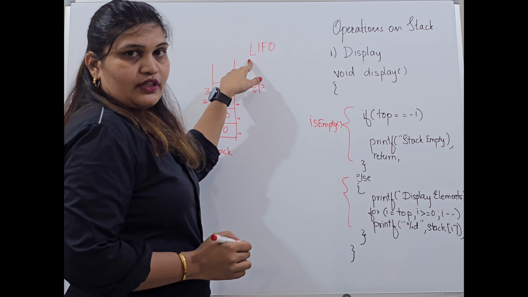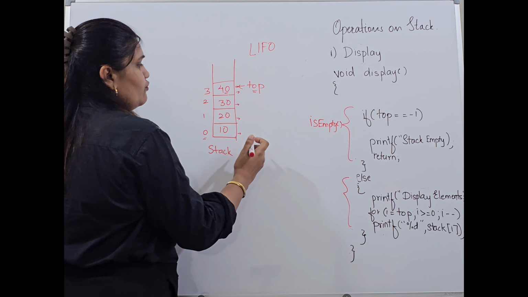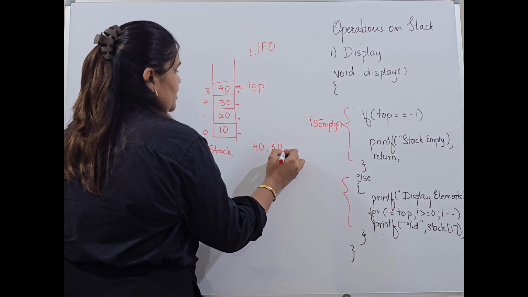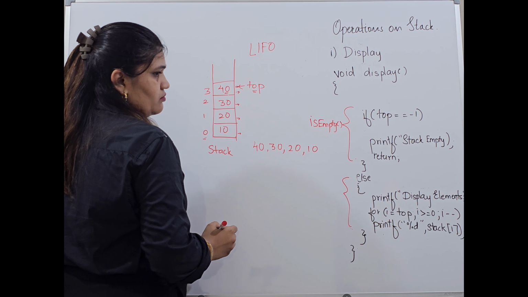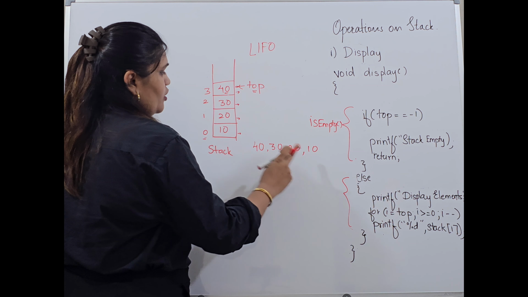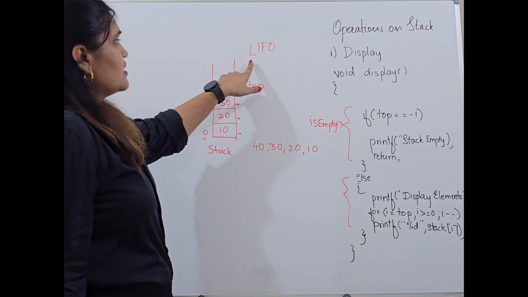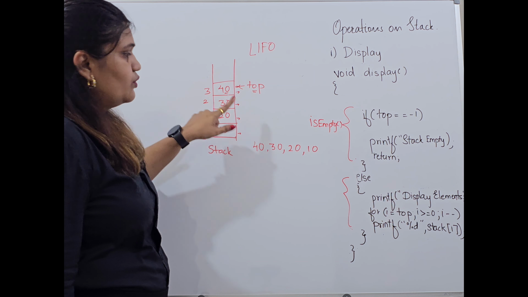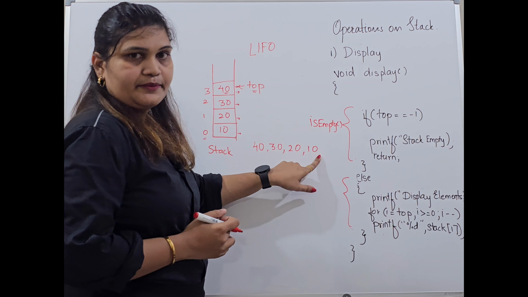The stack concept is LIFO, that is, last in first out. So my display should also be in that format. My output should look something like this: 40, 30, 20 and 10, and not the other way around. It should not be 10, 20, 30, 40, because for a stack the concept we use is LIFO. So the last element that is there would be the first one to be displayed: 40, 30, 20, 10.